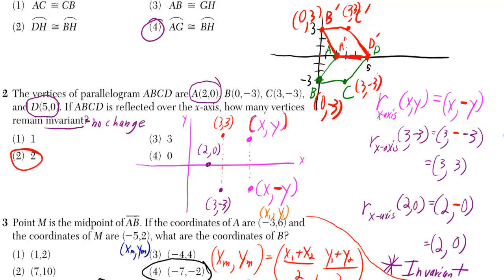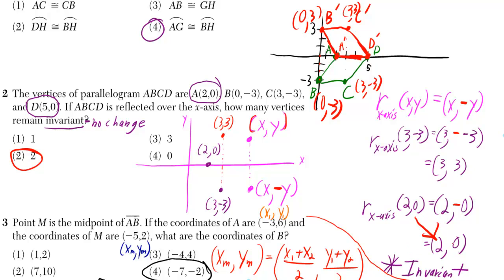So one way to write that is that the reflection over the x-axis of a point x, y is going to equal x, comma, negative y. So you just take negative whatever y is. Well, if you take negative negative 3, you get 3. So that's why 3, negative 3 did change. So it's variant. But when the y-coordinate is 0, if you take the negative of 0, then that's still 0. So going from 2, 0 to 2, 0, there's no change.